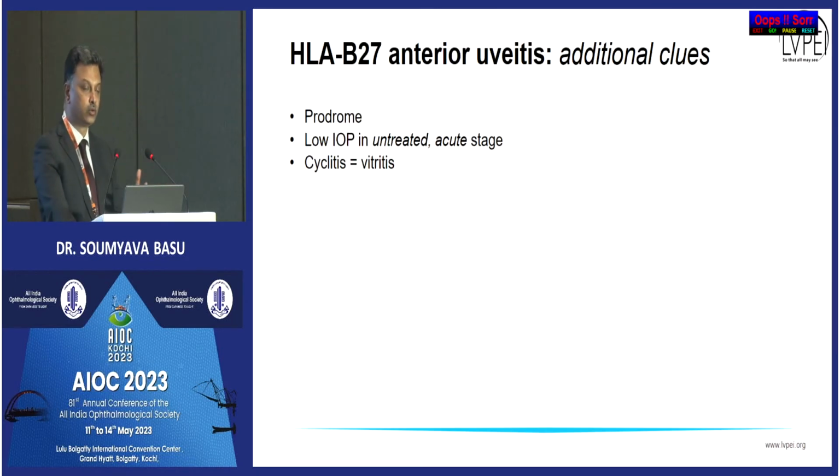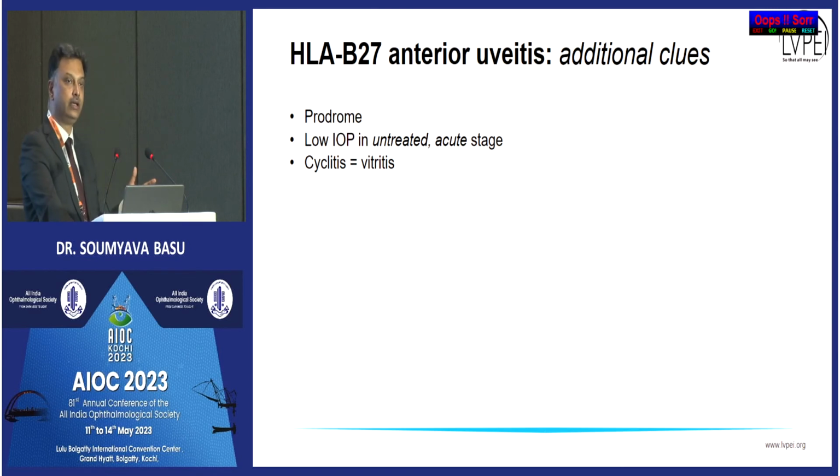So some other clues, details that you should know, because this is probably the most common etiology of uveitis that you'll make in your practice, irrespective of wherever you are practicing, is that some of these patients will have a history of prodrome. So they'll know that this disease is coming. And this is very useful when the test is negative in some of these patients. The intraocular pressure, if the patient has been untreated, is typically low. A high intraocular pressure means that the B27 is very, very unlikely.